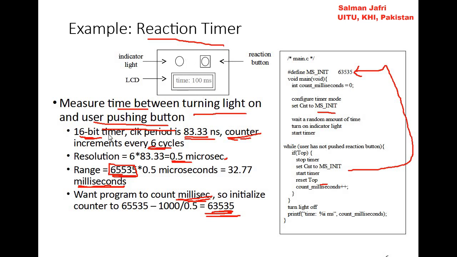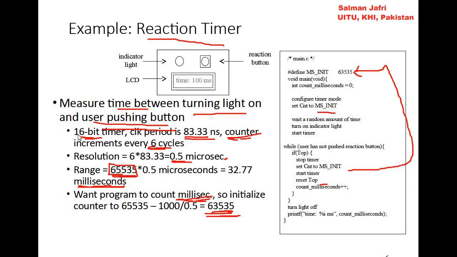So this is a 16-bit timer. The clock period is 83.33 nanoseconds. This is given, and the counter increments every 6 cycles. So since the counter increments every 6 cycles, what is the resolution? Resolution is the clock period multiplied by 6, or 0.5 microseconds. So since we have the resolution now as 0.5 microsecond, we can find the range, which is 65,535 multiplied by 0.5. Why this value?